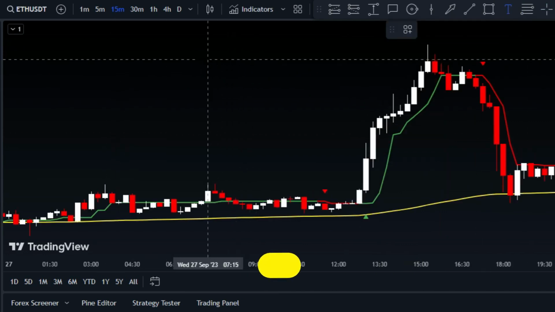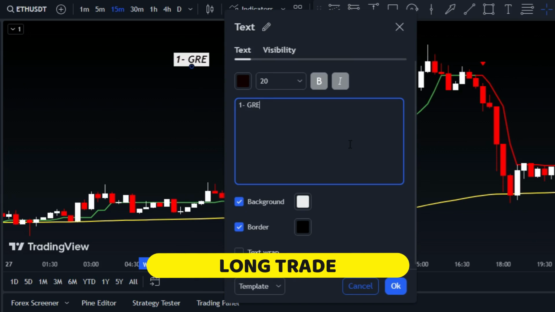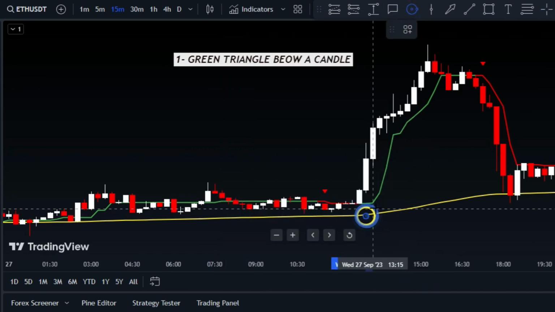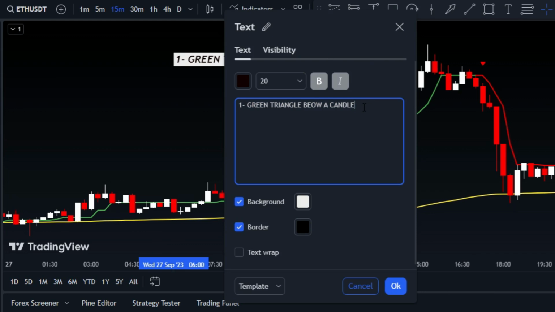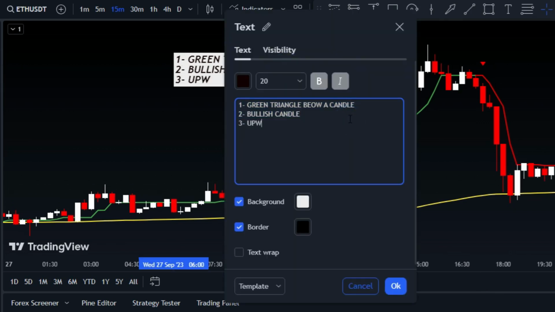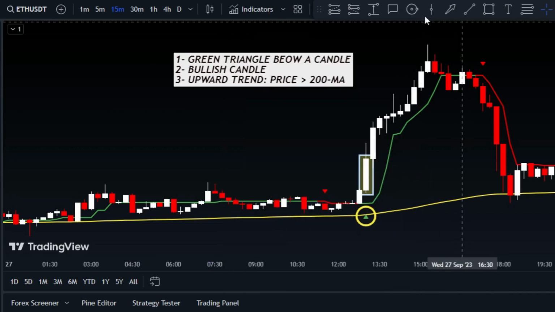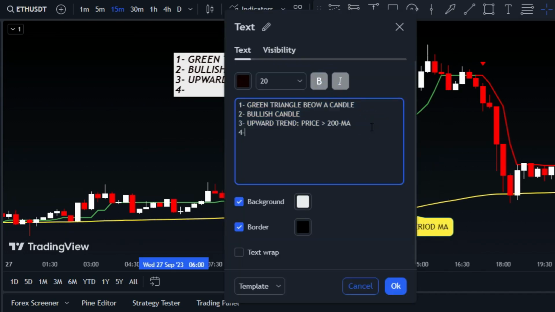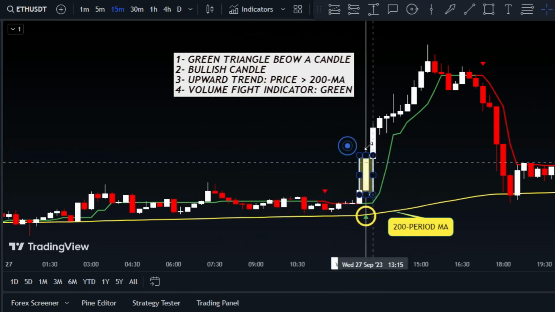Now let's outline the specific rules for entering long trades. To kick off a long trade, keep an eye out for a green triangle positioned below a candle on the chart. Then ensure that the candle itself is green. In the subsequent step, confirm the bullish trend, where the price is above the 200 period moving average. And finally, make sure the volume oscillator showcases a green region corresponding to the signal candle.